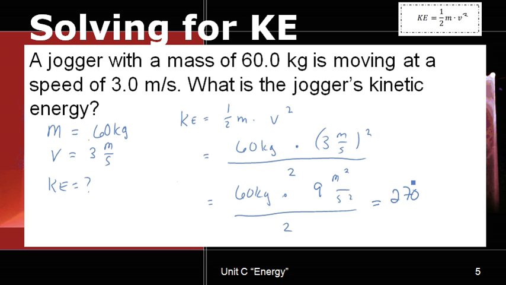And our units would be kilograms times meters squared over second squared, or 270 joules. We found joules, which is the value for kinetic energy, so we just found the value for the jogger's kinetic energy moving at that velocity.